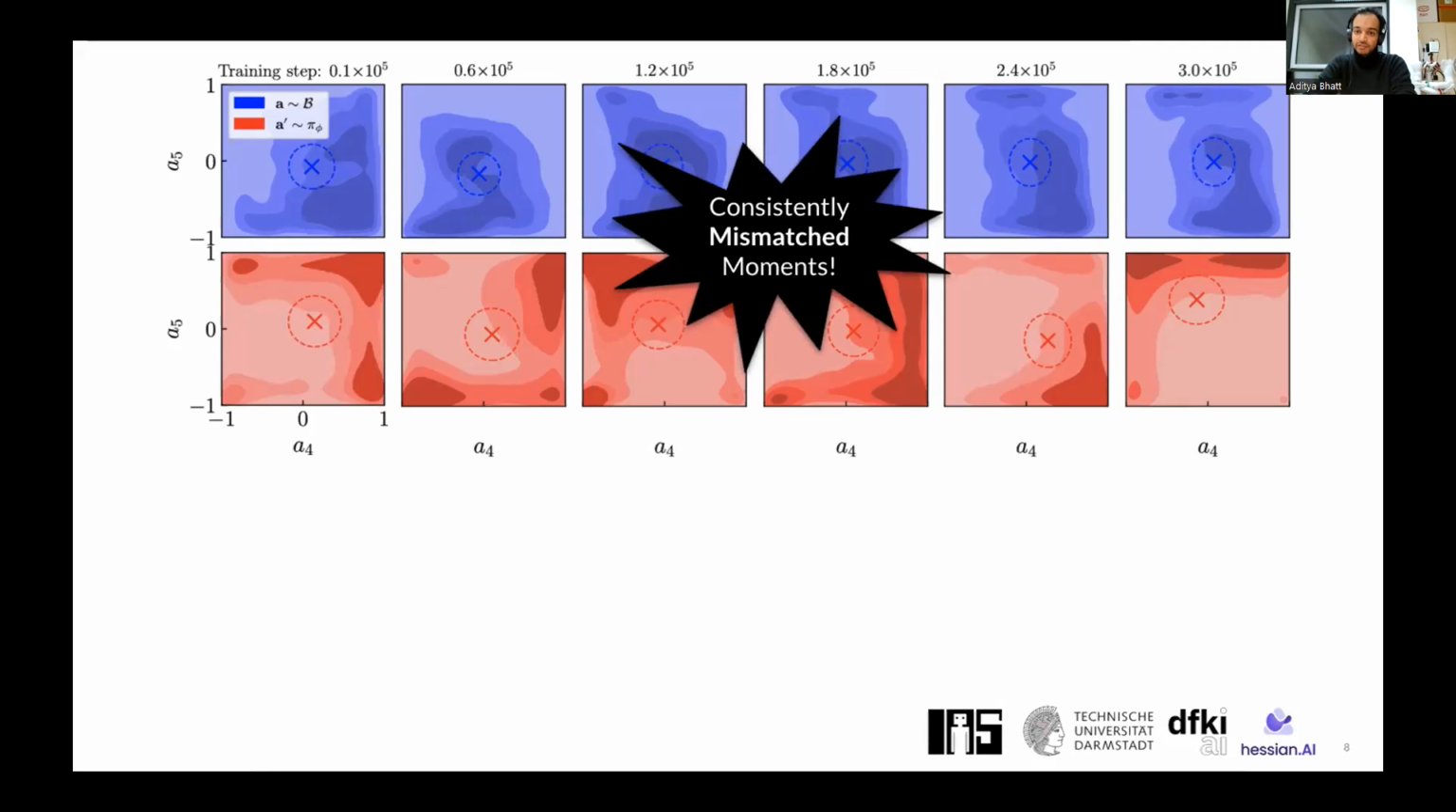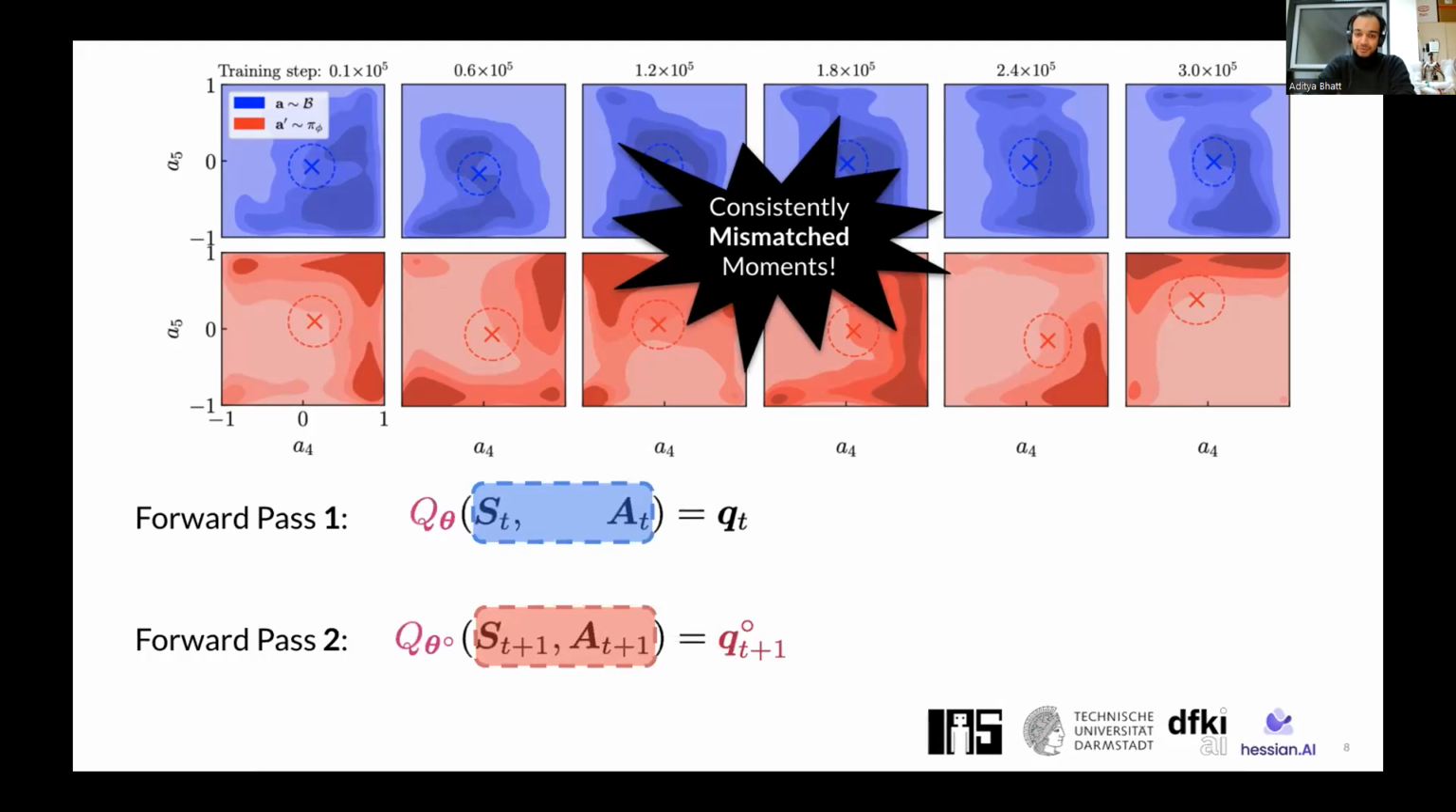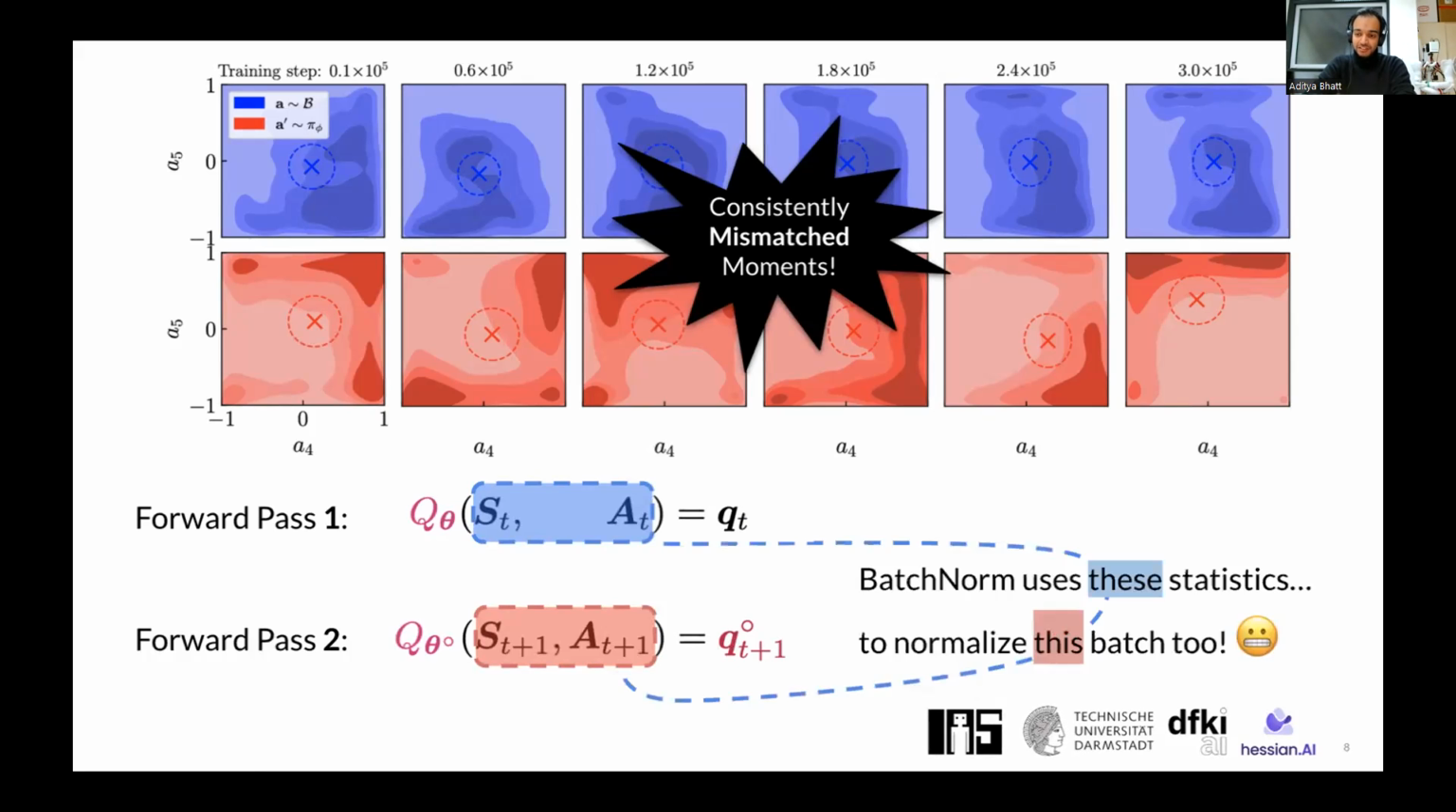And this can be lethal for batch norm. You can imagine that when you do the first forward pass, it's going to compute some batch statistics. And then when you do the second forward pass, it's going to take the blue batch statistics and try to normalize the red batch with those statistics. And because all of the features in the intermediate layers of your Q function are influenced by A_t+1, those are also going to be wrongly normalized. And this is a huge problem.